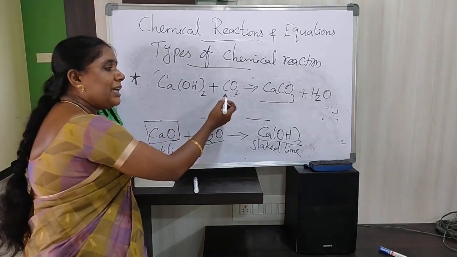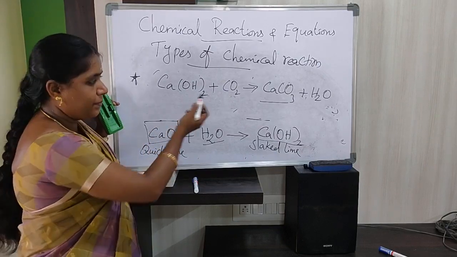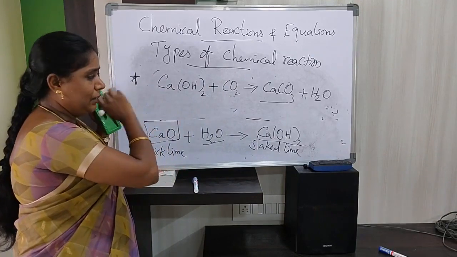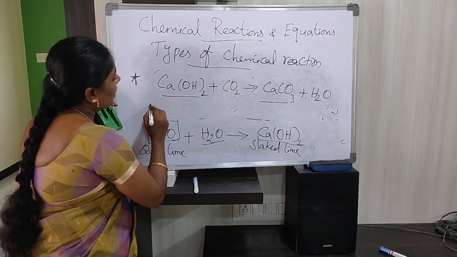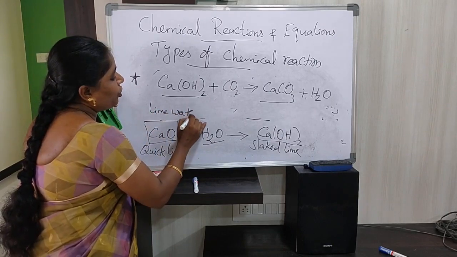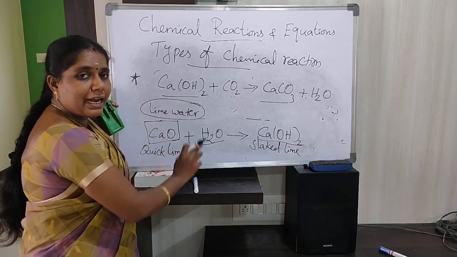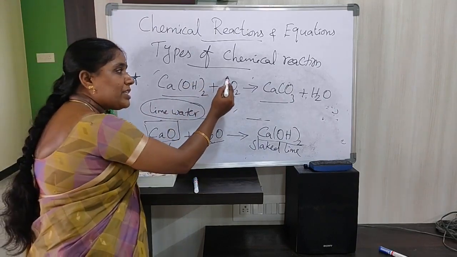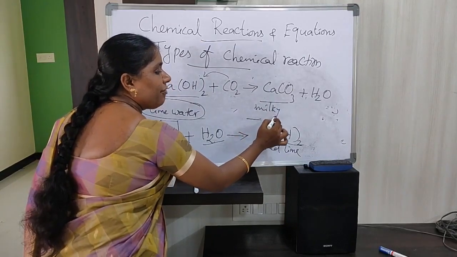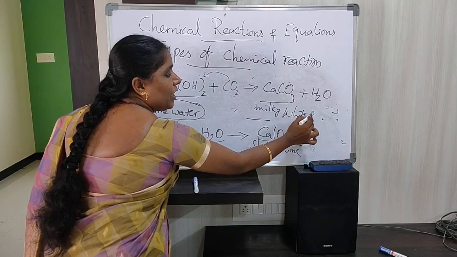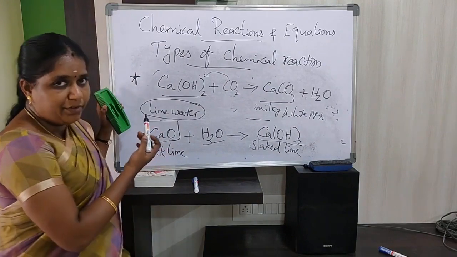Do you know, children? We have already discussed this as one of the tests for identification of carbon dioxide. Do you remember? Slaked lime, or calcium hydroxide, we also call lime water, with the formula Ca(OH)2. When we pass carbon dioxide through lime water, the lime water changes into a milky white precipitate of calcium carbonate. This is one of the identification tests of carbon dioxide, already discussed.